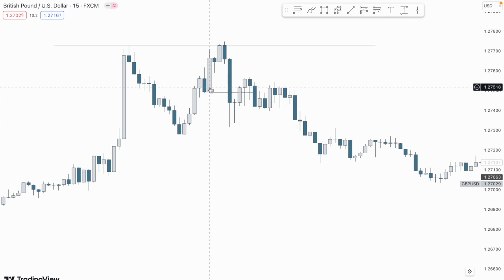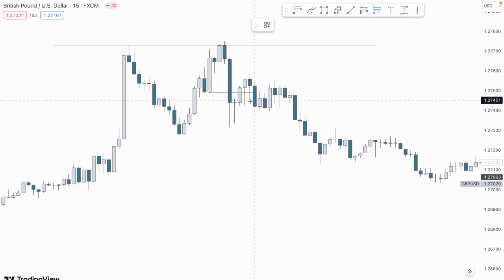So this was the low and it was made before sweeping the high, so we mark this level. Now the next step is we have to wait for a close below this line, and you can see on the 15 minutes price closed below it. So this is your confirmation of a high probability liquidity sweep.